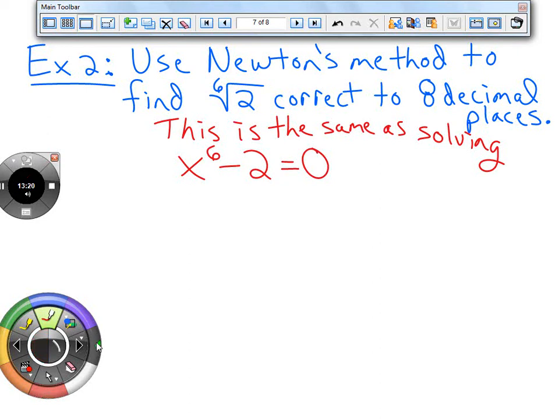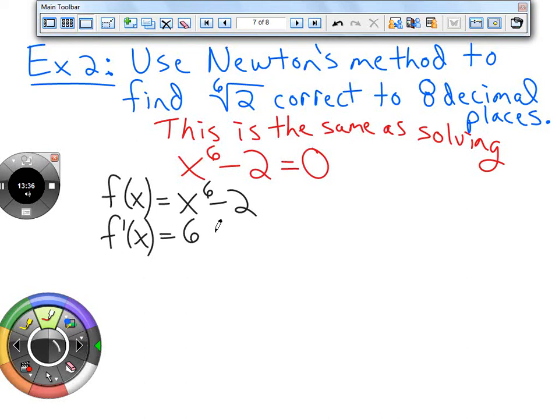So we need that for Newton's method because it uses functions. So we would say f of x equals x to the 6th minus 2. And then f prime of x would be equal to 6x to the 5th. All right? So let's say we're unsure of an initial guess, but let's use a little bit of logic.